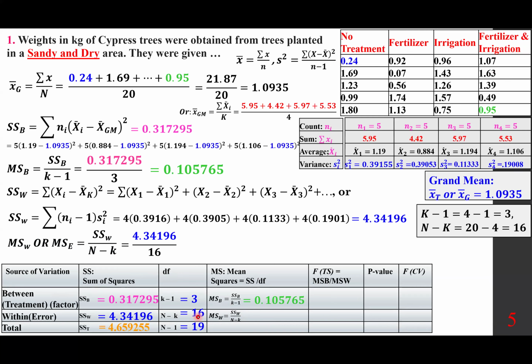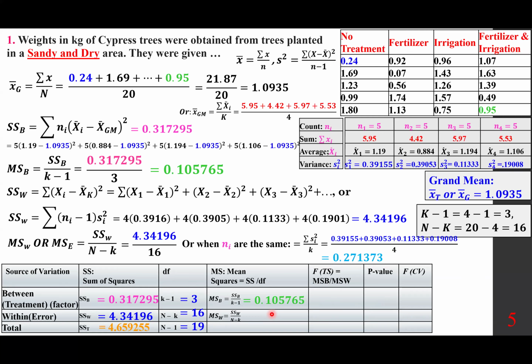And when n sub i are the same, in this case, as you can see, they have the same size. So simply put, you can average out the s1 squared. In other words, if you add those four and divide it by 4, that will give you the same answer, 0.271373, and you put it here. So I'm showing you how the calculation works.